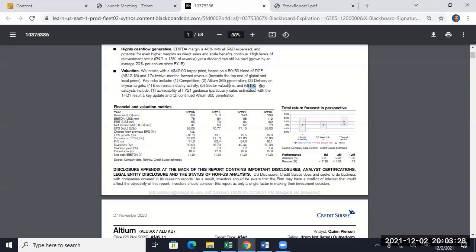Key catalysts, all right, I like that word. You've got the word catalyst in there. I don't know what achievability means. Why would meeting your goals be a catalyst? I don't understand. So I'm not really with them on that. Particularly sales estimates with the 1H21 result, a key update. That sentence means nothing to me. Anybody want to translate that?